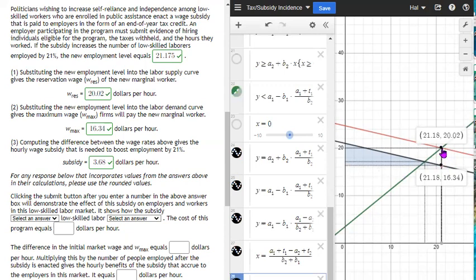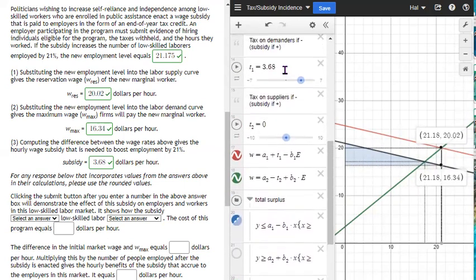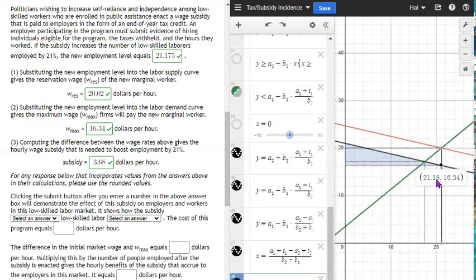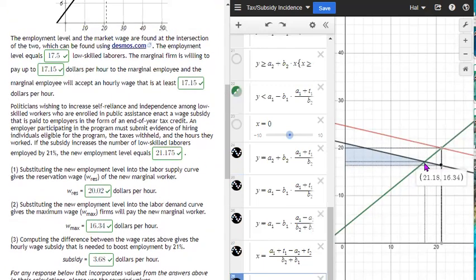The vertical height difference here is the amount of the subsidy, right? And so firm surplus increased from this blue triangle initially, right? It increases from this blue triangle to this blue triangle, right? The most they'd be willing to pay that 21.18 employee is $16.34, right? The market wage was only, initially, the market wage was only $17.15, right?